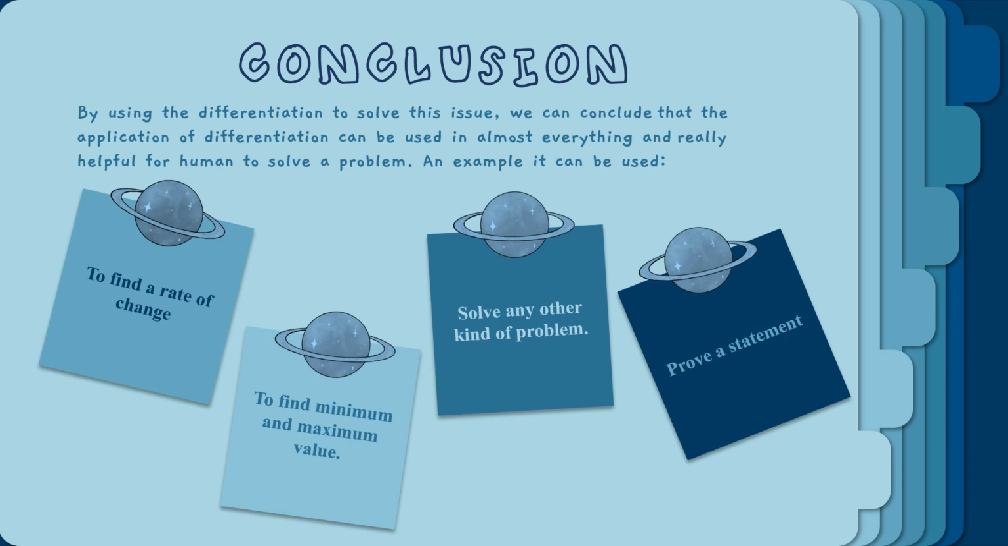Lastly, differentiation can be used to prove a statement. Sometimes not all questions will ask you directly. Some questions will give you a statement, then you need to show how you prove the statement given. For this part, you can refer to cylindrical glass question B, which wants us to prove the volume of the cylinder is V equals 27 pi x minus pi x cubed.